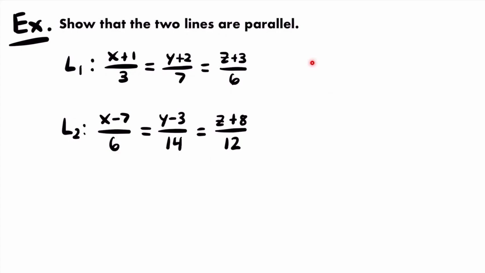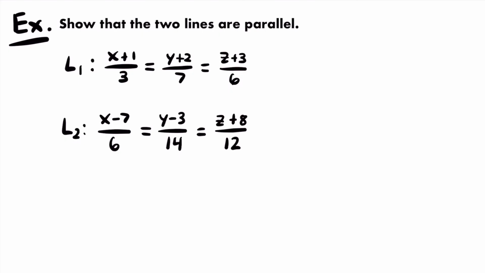All right, so here's our last example. We want to show that the two lines are parallel, and we have two lines given to us here, L1 and L2. Both are given to us in symmetric form. We have symmetric equations for these lines, and we want to determine if they are parallel. And so how do we do that, right? What does it mean for two lines to be parallel?